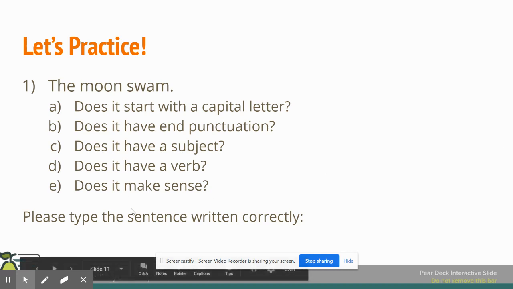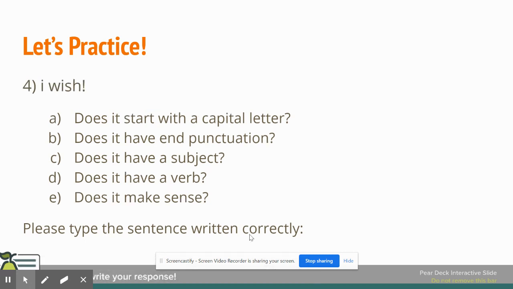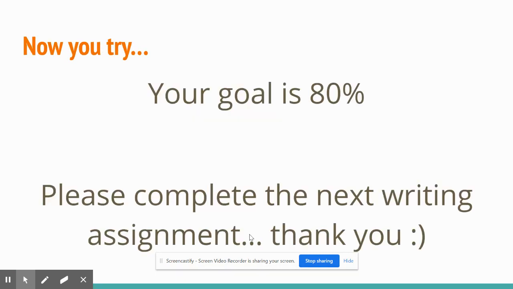And then here at the bottom, I want you to type the sentence correctly. And you're going to do that for these 5 sentences. All right, so now there will be another link, another assignment, which is a worksheet that is practice, and your goal is 80% on that.